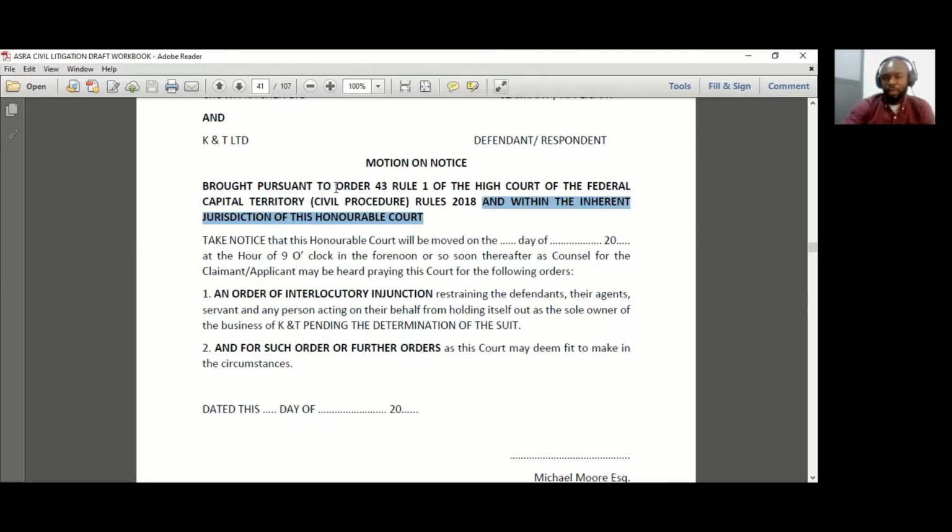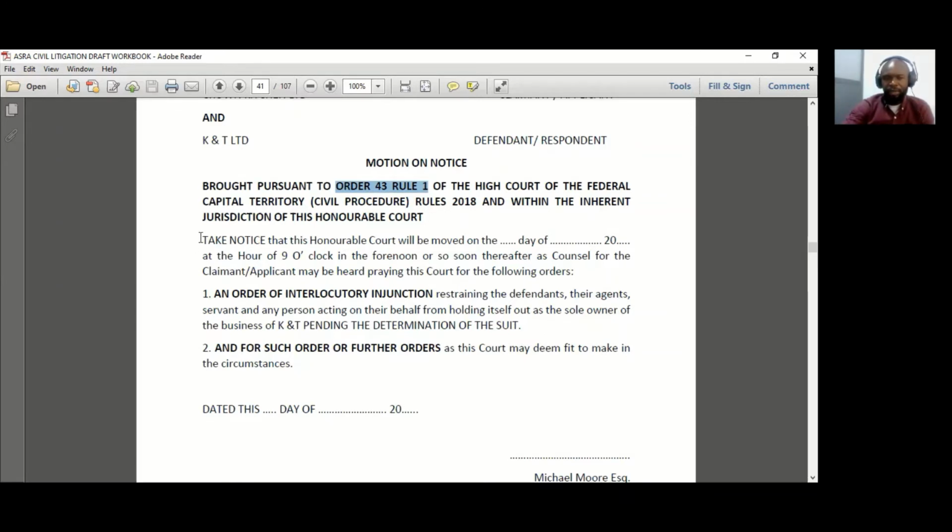Now, Order 43 in the Lagos rules and Abuja rules is the order under which you would find interlocutory applications. So, I mean, that's a very useful order that you should have in mind, that you should be able to remember. Order 43, Lagos rules and Abuja rules, is the order under the rules of court where you'd find interlocutory applications. Now to the body of the draft.